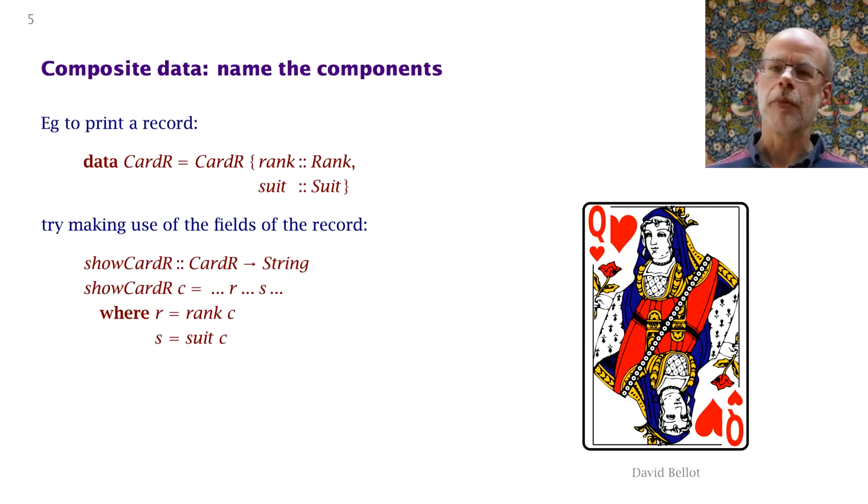If you're writing a program that consumes some composite data, like a record, the advice is to name the components of that composite data. So here we're consuming a playing card. A playing card has a rank and a suit. We're probably going to need the rank and the suit in our solution, so let's start by naming them. r is the rank, s is the suit, and now we have to do something with r and s.